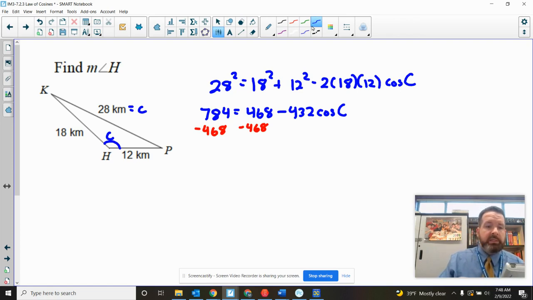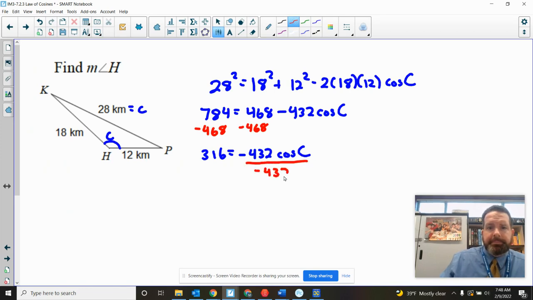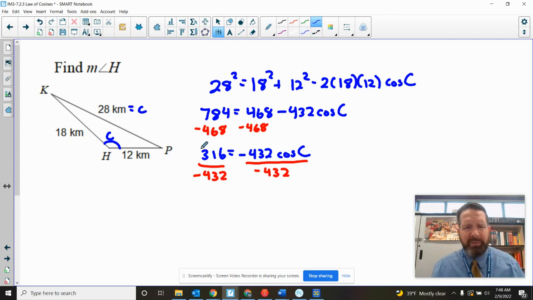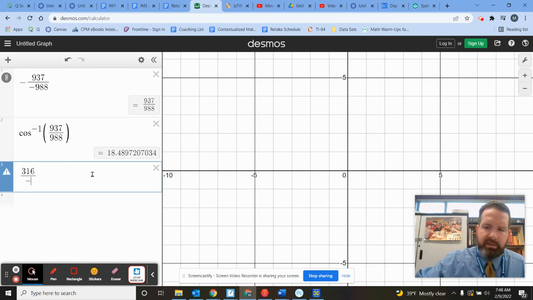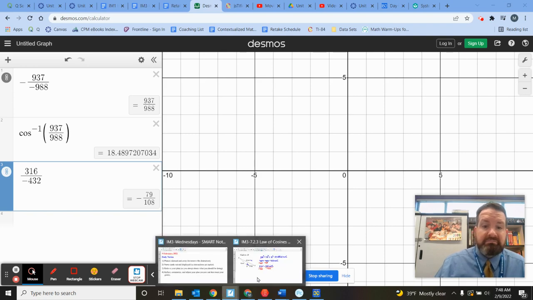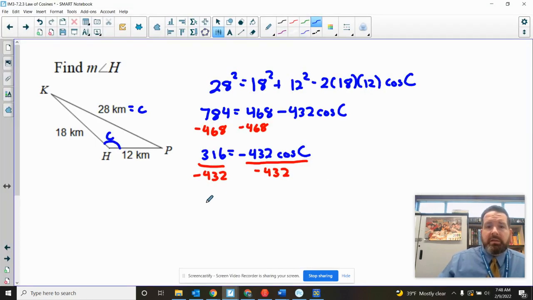784 minus 468, 316 is negative 432 cosine of C. Divide. Now this fraction, because it's both even, it might reduce a little bit. I'm just going to use my Desmos. 316 divided by negative 432. Turn that into a reduced fraction. Negative 79 over 108. So my cosine of C is negative 79 over 108.